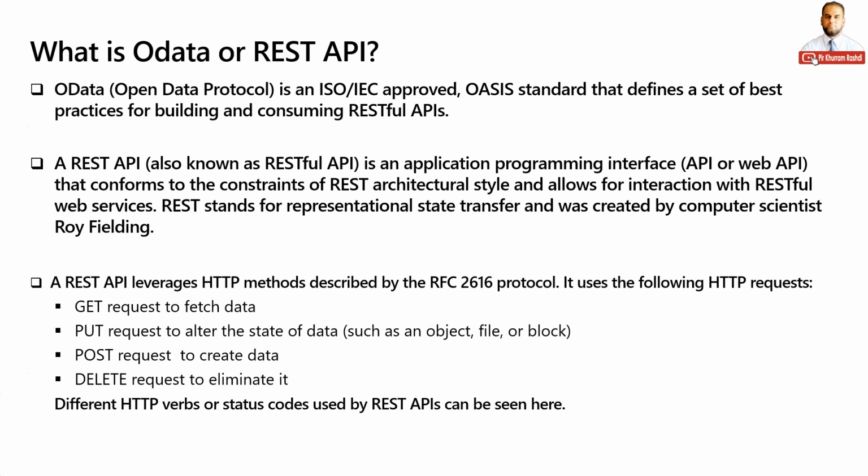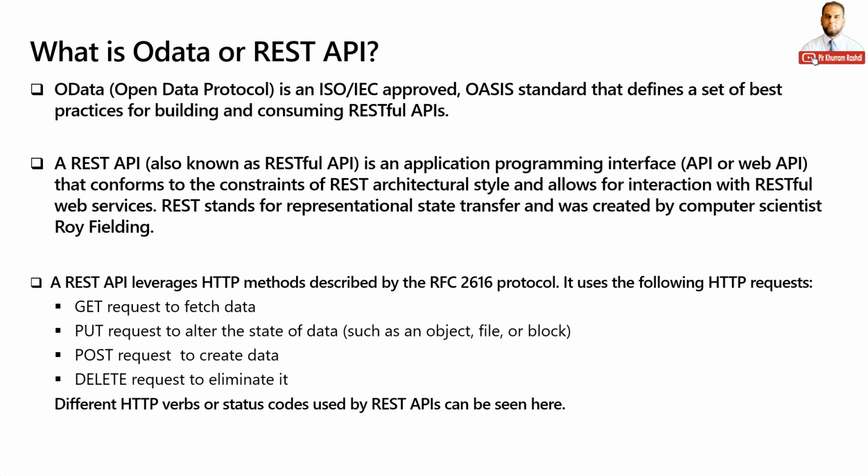Okay, so now there is another important thing, which is normally referred to as OData or REST API. OData is an open data protocol approved as an ISO standard, called the OASIS standard. That defines a set of best practices for building and consuming RESTful APIs. So RESTful is another jargon or terminology which also needs to be explained.